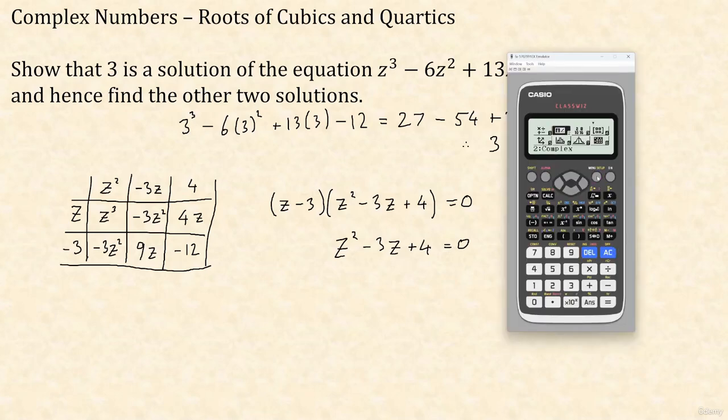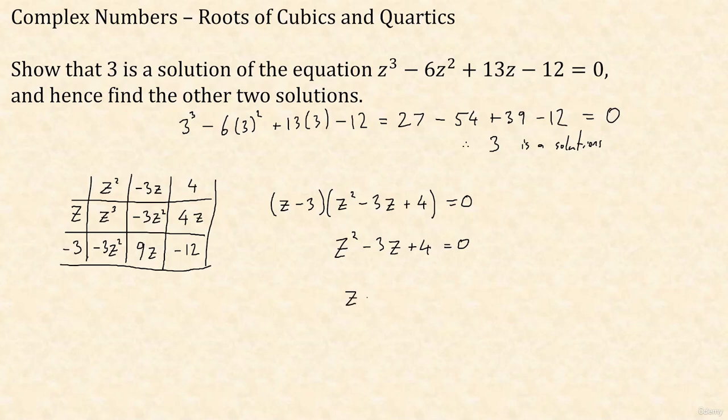To do that, just go to Menu, scroll down to Equations and Function Solver, Polynomial, degree 2, and it's 1 z squared minus 3z plus 4. Okay, they're giving it an x, but we know it's z really. And here are my solutions. It's 3 plus root 7i over 2 and 3 minus root 7i over 2. So my other two solutions are just that. z equals 3 plus or minus root 7i all over 2. And there are my two other solutions.